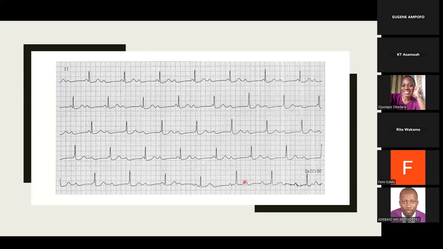So again, an easy way of picking up AV dissociation is that the P is not supposed to occur within the QRS, ST segment, T complex. So no P wave should occur within this complex. So if you see a P wave occurring within the QRS, within the ST segment, or within the T wave, then it tells you that it's dissociated. It's not obeying the natural law. And that tells you that there's AV dissociation, and so you think of a complete heart block.